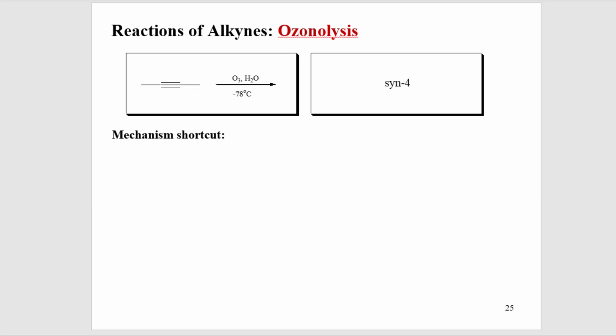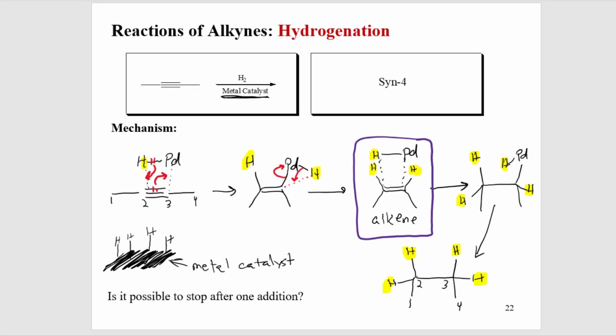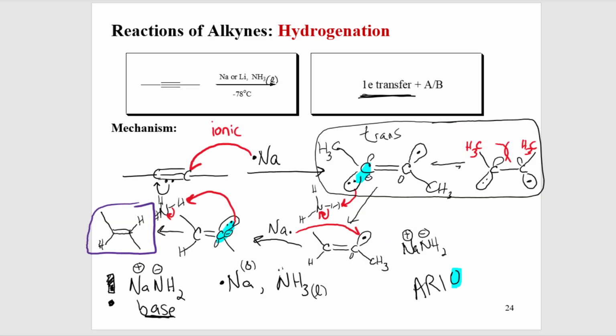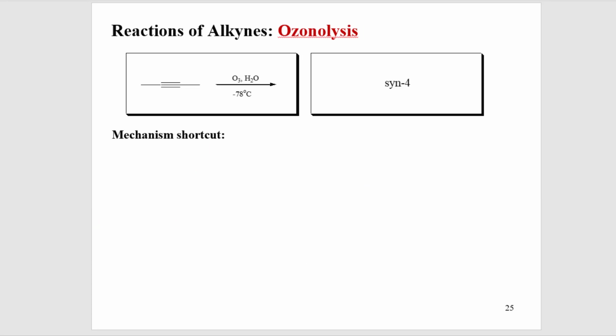All right, that's 3 hydrogenations under your belt. You can go all the way. You can stop at the cis double bond, or you can stop at the trans double bond. You guys have choices now, all with an alkyne. There's only one more reaction to cover, and it too is very familiar to you, ozonolysis. Now this one is complex. It's a tough mechanism. I'm not going to show you the whole thing, but I will show you a shortcut.